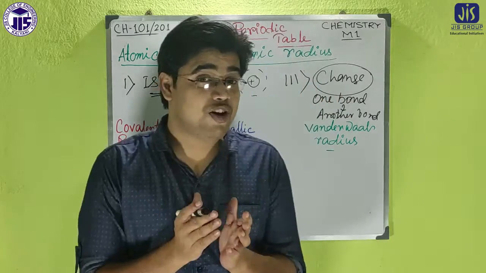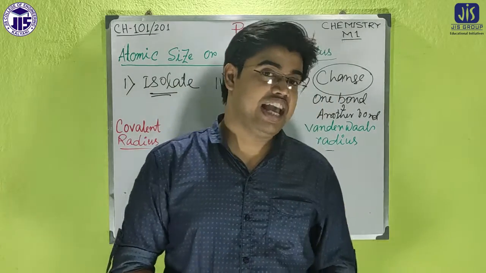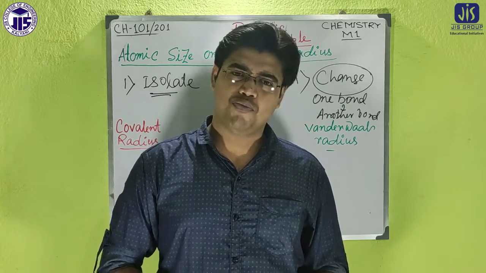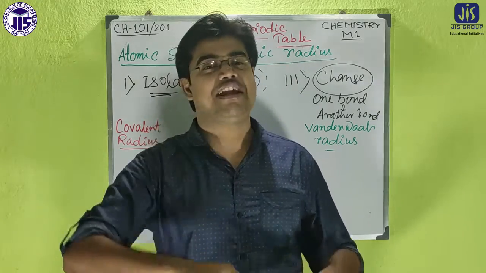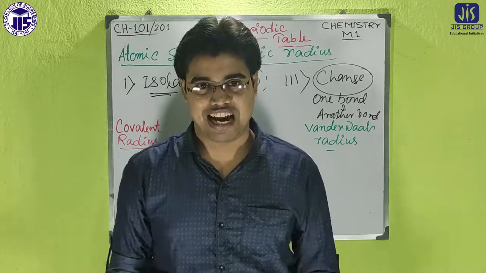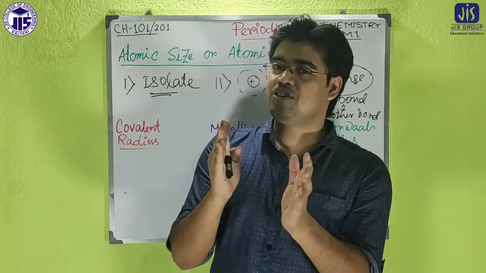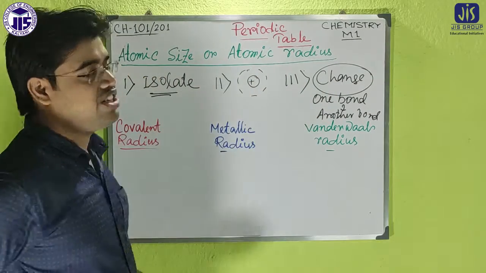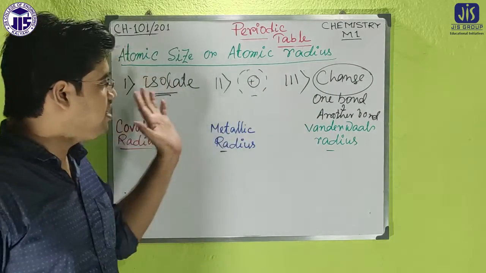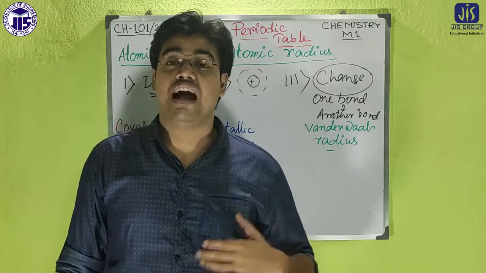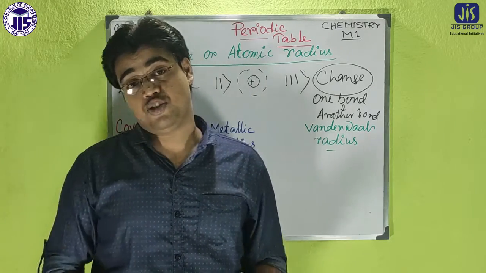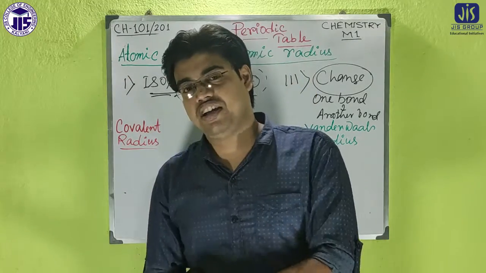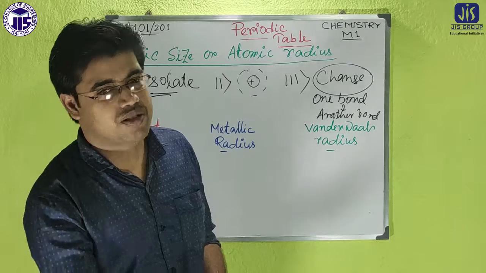But in experimental or practical conditions, it is not possible that an atom will be without the interference of any other atoms or bonds. So there must be interference, and if there is interference, then obviously there will be some changes. Due to these difficulties, there are different kinds of atomic radius which we have to measure, not directly but by an indirect method or by calculation.